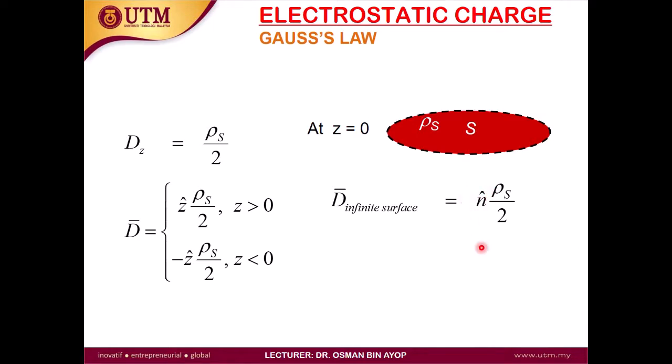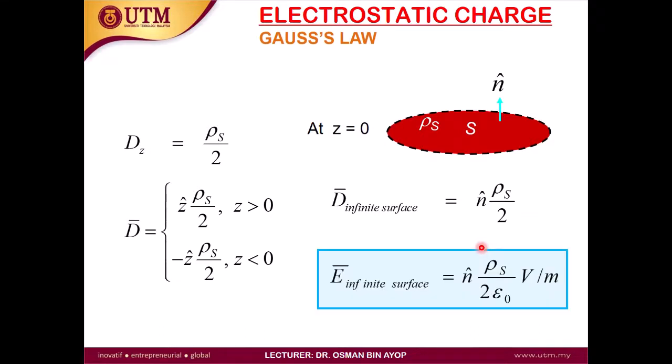And lastly, we want to find E. E of the infinite surface is equal to n rho s over 2 epsilon naught. You can compare this expression with what we obtained in Coulomb's law. It should be the same, but here is a much simpler approach.